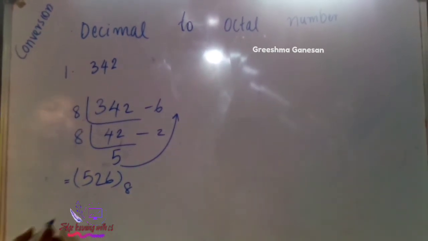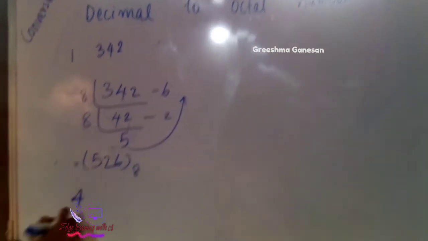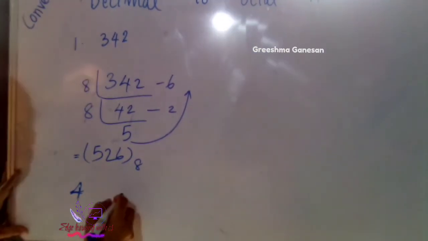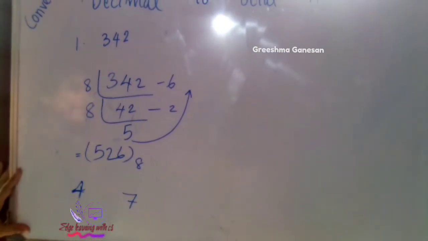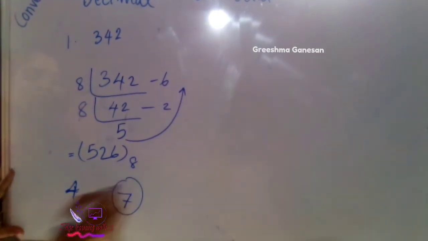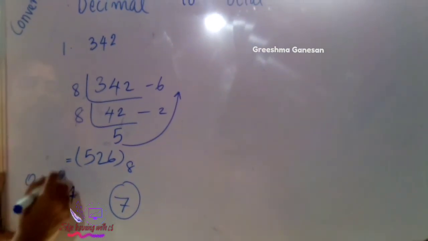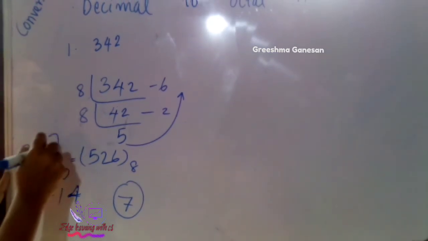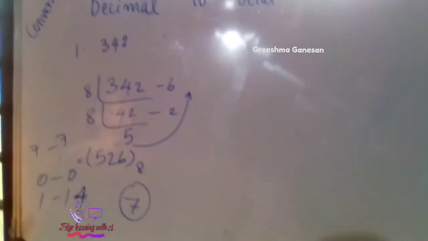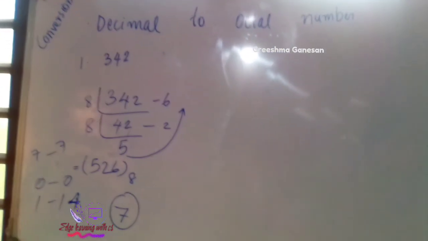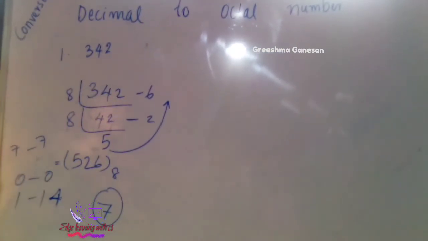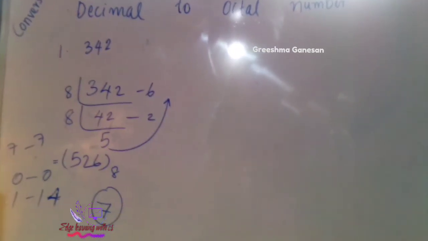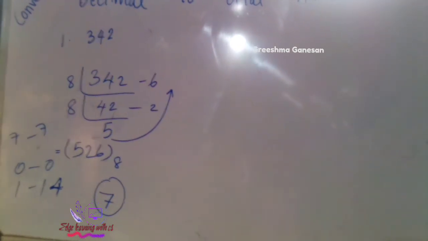If any question asks what the octal number for 4 is, then you don't need to do anything. It's just because up to 7 the numbers are the same. For 0, the octal number will be 0. For 1, the octal number will be 1. For 7, the octal number will be 7. So up to 7 the values will be the same. And after that you have to divide the number by 8 until you get a quotient which will be less than 8.